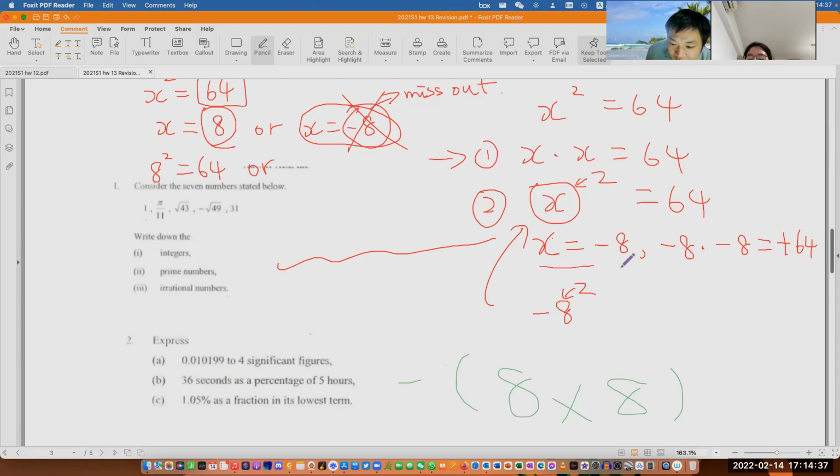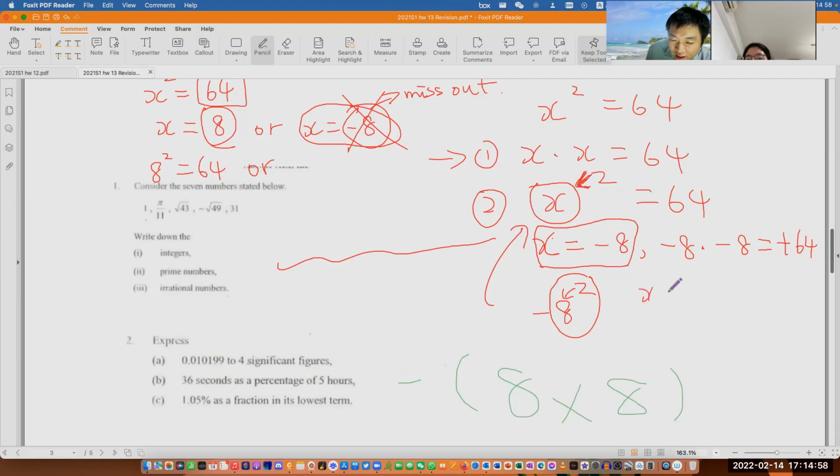They say x is negative 8. But when you write negative 8 square, over here you only square the 8, which is not right. The question wants you to square the x. Can you see? They want you to square the x.